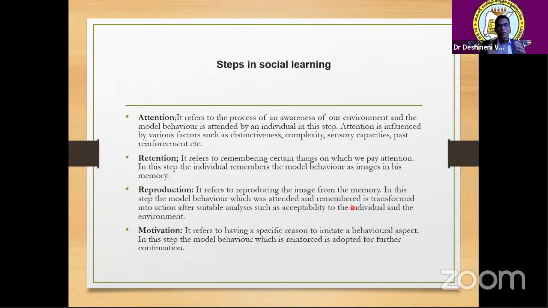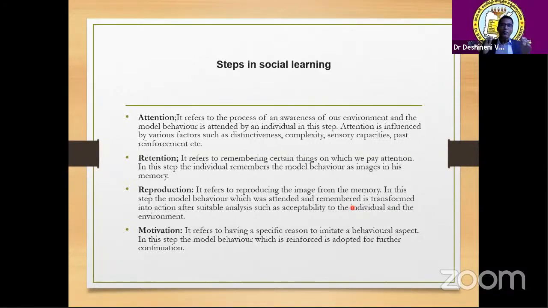After reproduction, the fourth step is motivation. When a particular behavior is reproduced by an individual, if the individual gets positive reinforcement, either in verbal form or in objective form, then there will be motivation in the child, in the learner. So motivation refers to having a specific reason to imitate a behavioral aspect.